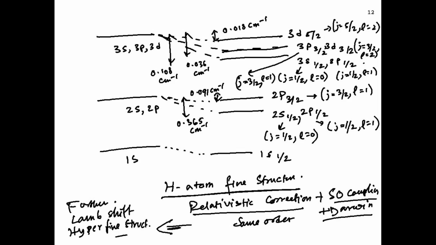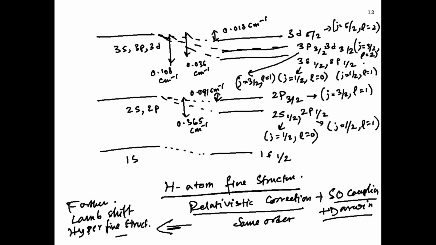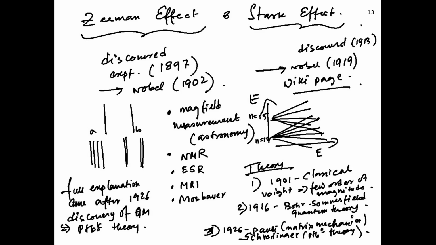Now there are further relativistic effects, something called the Lamb shift. For that you have to take the quantization of photons, and you will learn that in the QED course. And also there are hyperfine structures which come from even higher order corrections of alpha to the power 4. But we will not discuss that in this course. Okay. Now the next topic will go to two very important effects called the Zeeman effect and the Stark effect.